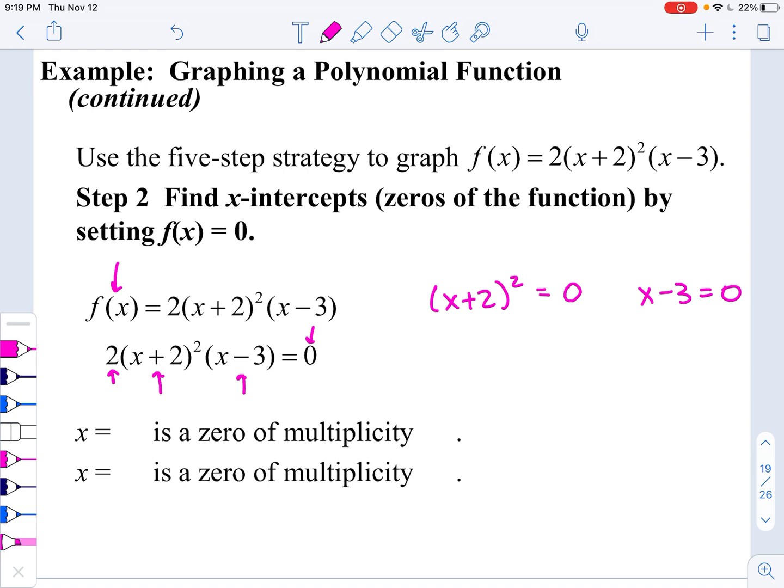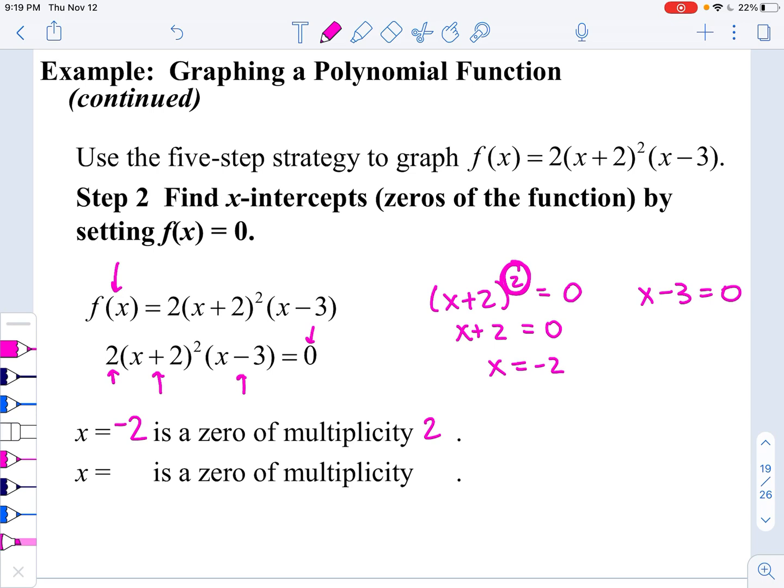So if I were to solve, my x plus 2 to the second power is equal to 0. I can undo that second power by taking a square root, which means I'm really just focusing on x plus 2 equals 0, which means x is equal to negative 2. So our first zero is x equals negative 2, and it is a zero of multiplicity what? How many of those would we end up having? We would have 2 of those because we have a second power with that.